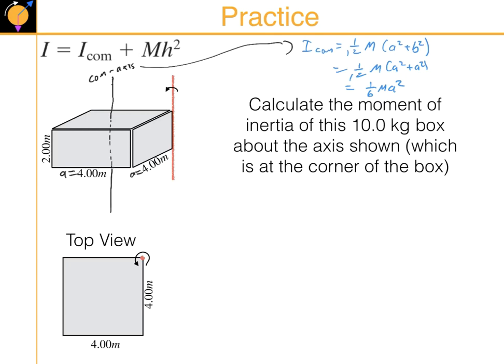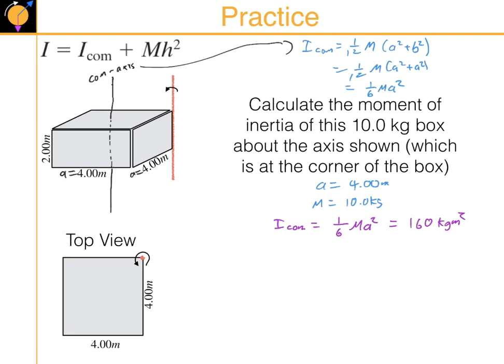So let's write down everything we know real quick. A is the length of one of the sides, 4.00 meters. The mass of this thing is 10 kilograms. So we can calculate I through the center of mass. I through the center of mass is going to be 1/6 m a squared, and when I plug everything in, I get 160 kilograms meters squared. So that's the moment of inertia through the center of mass.